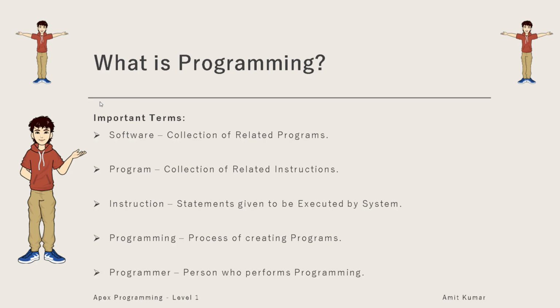A person who performs programming is a programmer. So a programmer is a person who performs programming. Programming is a process where we create programs. A program is a collection of related instructions. Instructions are those statements which are provided to the computer so that the computer can execute them. And these collections of related programs are nothing but software.